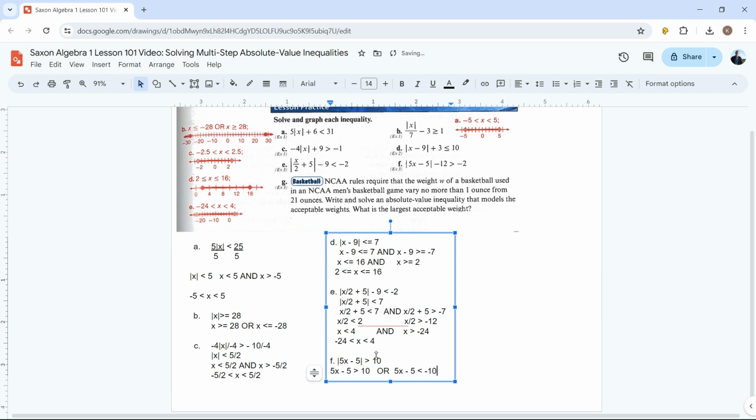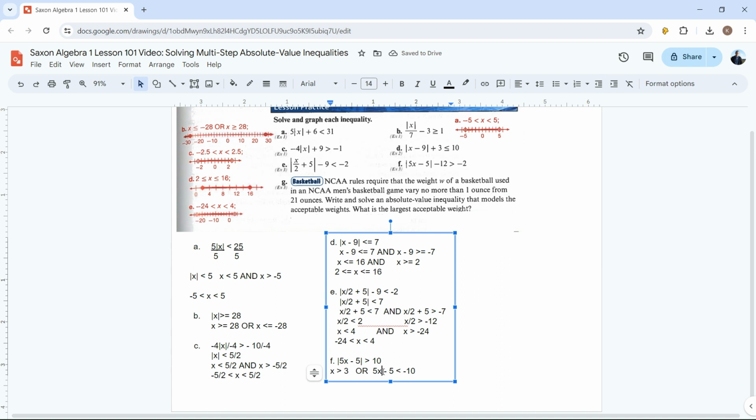And now I just need to solve on both sides. So on this side, I'm going to add 5 to both sides. That changes this to 15. And then I'm going to divide both sides by 5. That changes this to 3. No sign switching necessary. X is greater than 3.